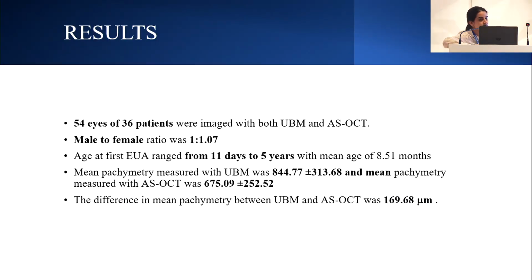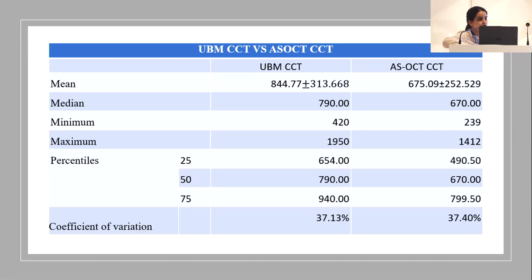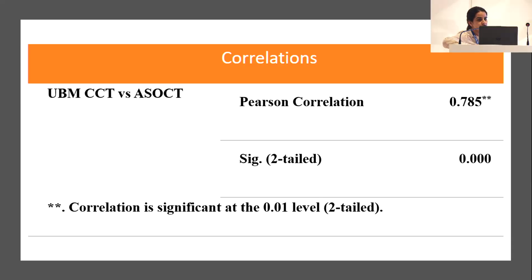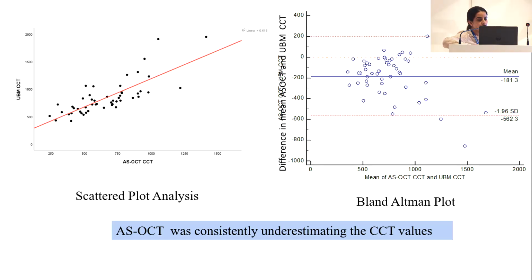Coming to the results, 54 eyes of 36 patients were imaged with both UBM and ASOCT, and the mean pachymetry measured with the UBM was 844, and with ASOCT it was 675. On Pearson's correlation, there was a significant correlation between the two CCTs on a two-tailed test, but ASOCT was consistently underestimating the central corneal thickness values, and on Bland-Altman plot, there was lack of agreement between the two modalities.